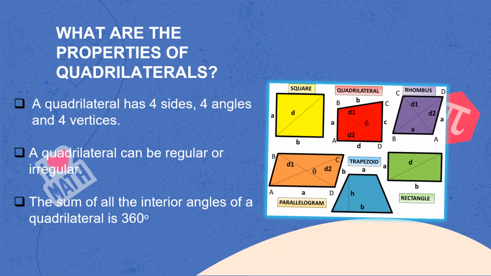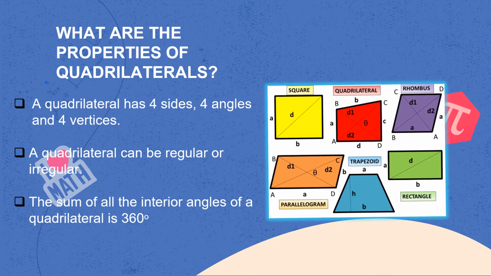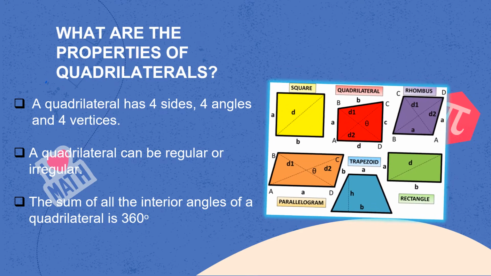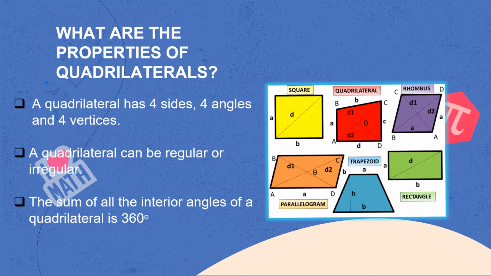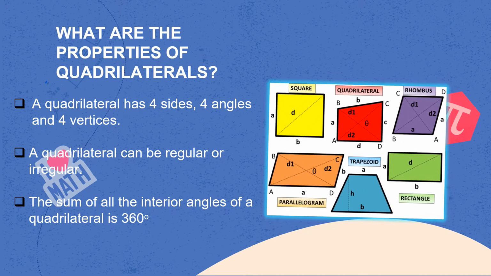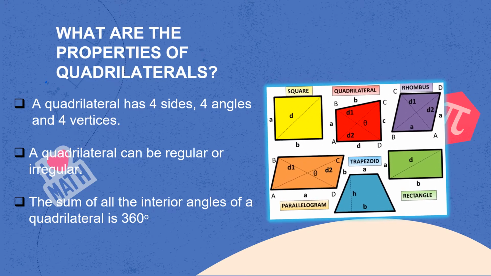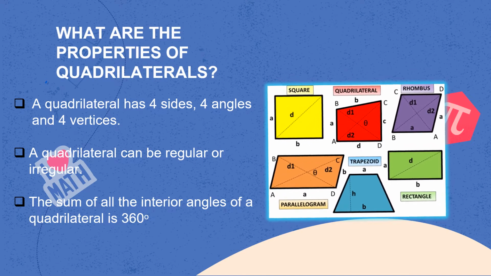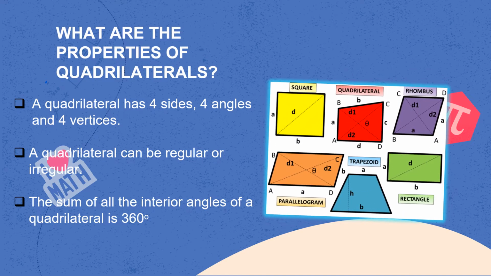What are the properties of quadrilaterals? A quadrilateral has four sides, four angles, and four vertices. A quadrilateral can be regular or irregular. The sum of all the interior angles of a quadrilateral is 360 degrees.